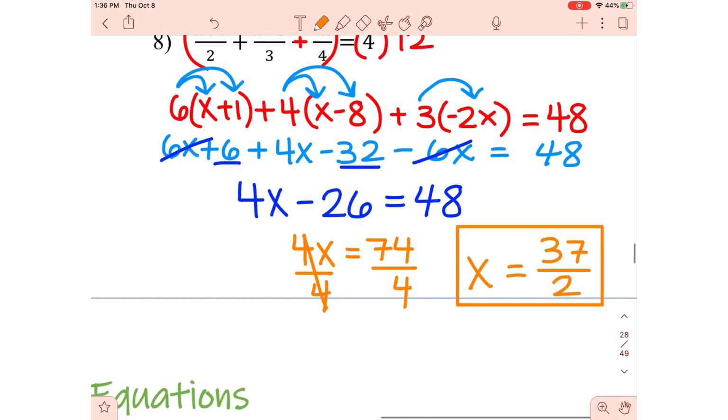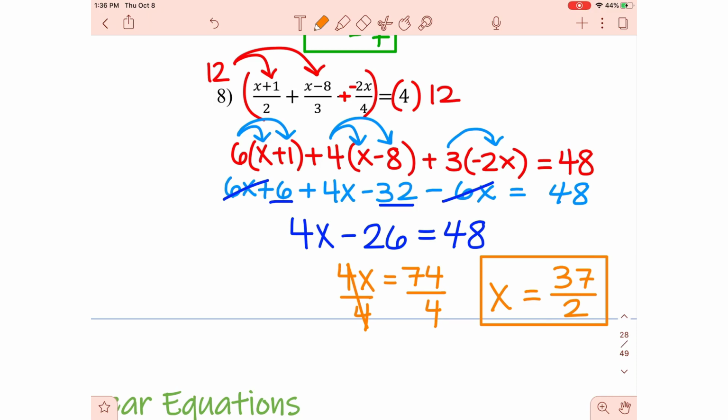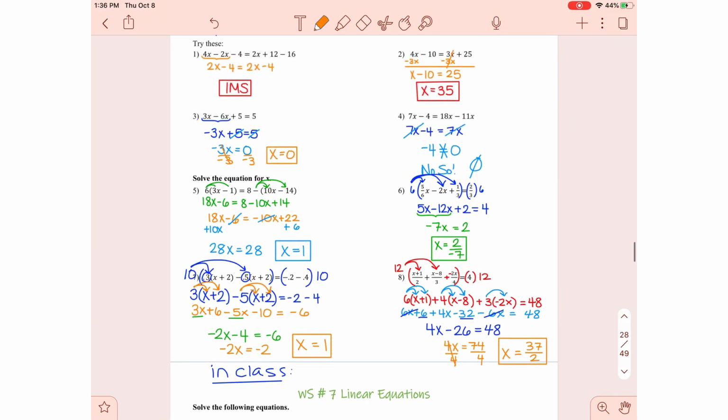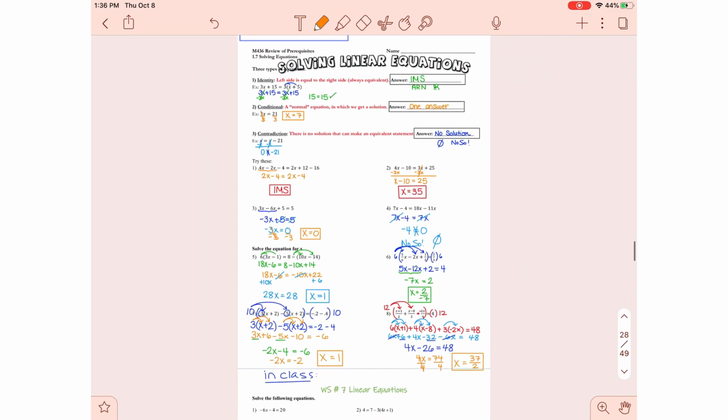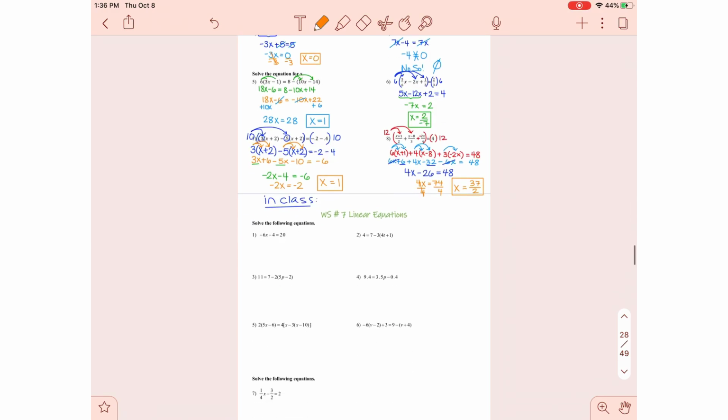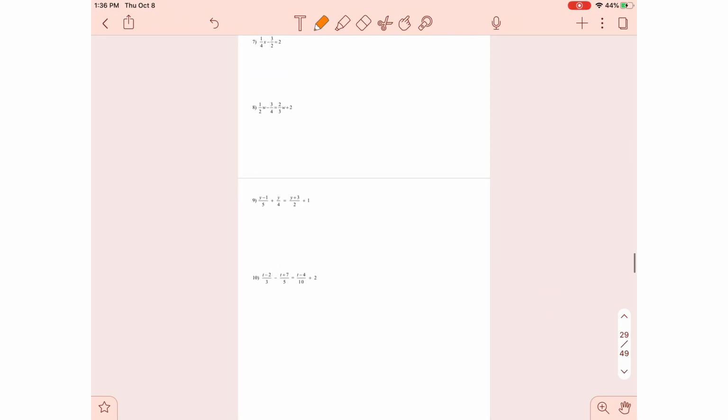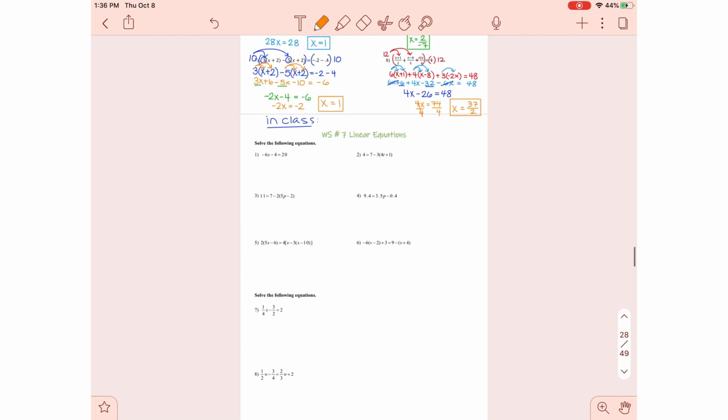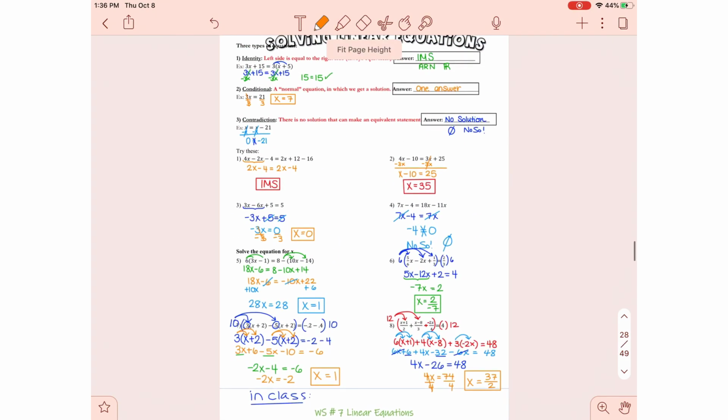Okay, so that is the moral of the story. That's what's going on with linear equations. So your job is now to do worksheet 7. Okay, it's just 10 problems. Try it out, see how you do, and use these notes to help.